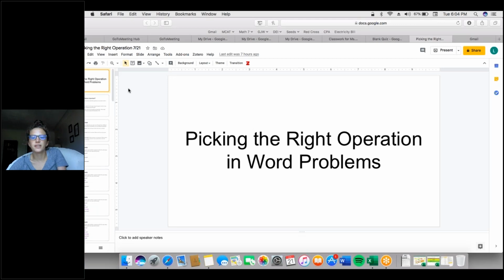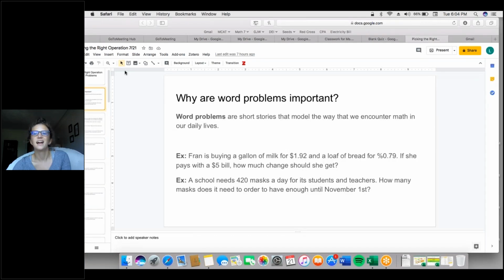Okay, so this lesson is all going to be on solving word problems, especially figuring out what to do when you see a word problem. Word problems are important because they show up all the time. In math problems, we see them as short stories that model the way we encounter math in our daily lives, but we also see real life word problems all the time.